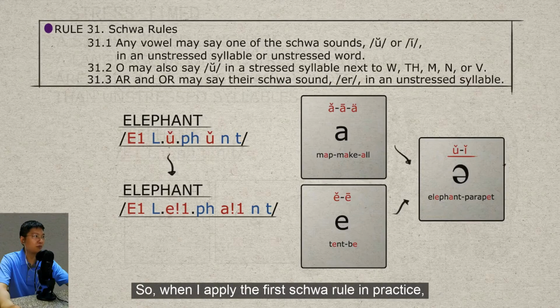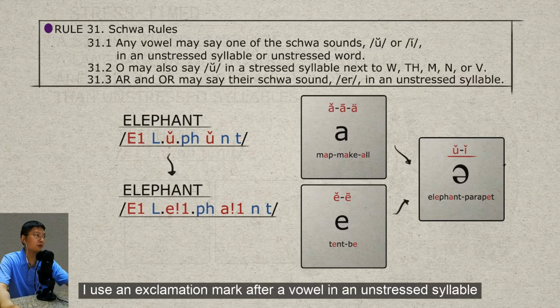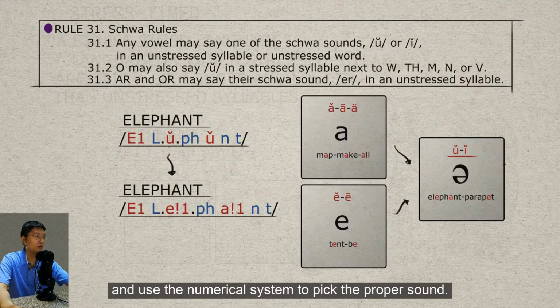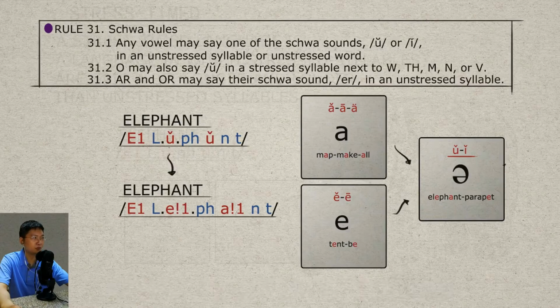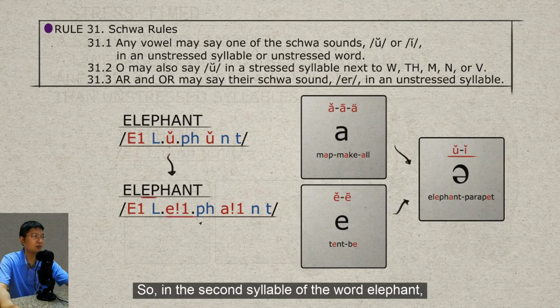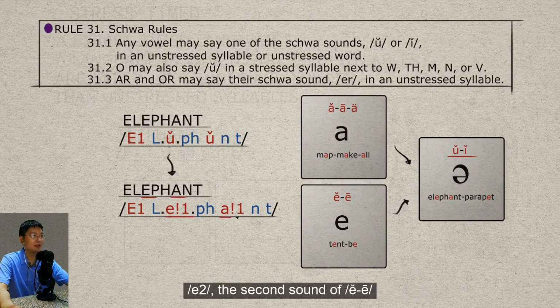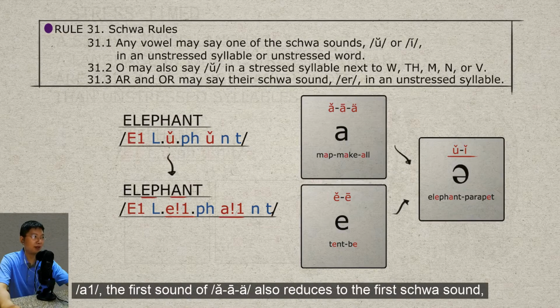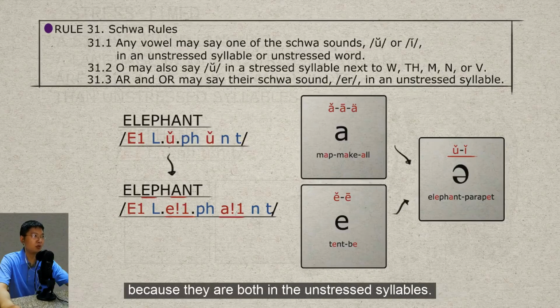So when I apply the first schwa rule in practice, I use an exclamation mark after a vowel in an unstressed syllable to indicate that the vowel reduces to one of the schwa sounds, a or e, and use a numerical system to pick the proper sound. So in the second syllable of the word elephant, e, the second sound of a e reduces to the first schwa sound, and in the third syllable of the word elephant, a, the first sound of a r, also reduces to the first schwa sound, because they are both in the unstressed syllables.